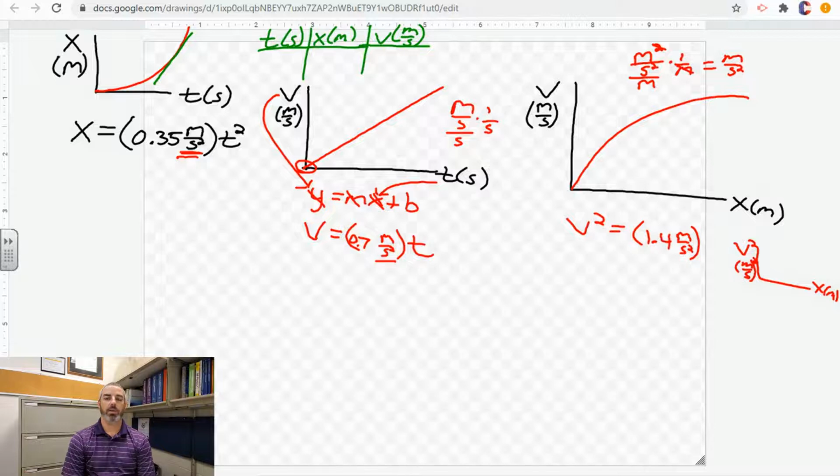Now the number we're going to use is 1.4 meters per second squared, and writing our equation out so that we don't forget, y equals mx plus b. We used v squared in place of y, 1.4 meters per second squared in place of m, and x stays x. Now the vertical intercept is 0, so we don't have to worry about writing plus 0. So these are the specific equations.